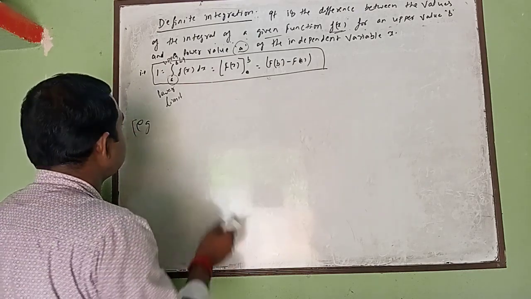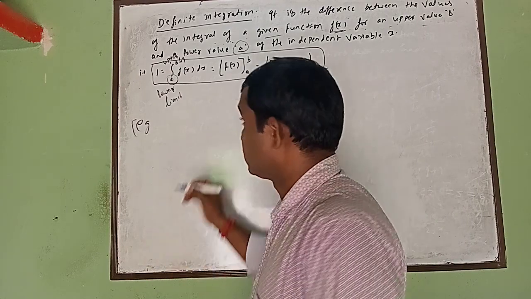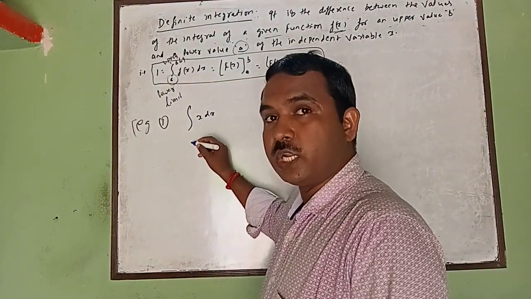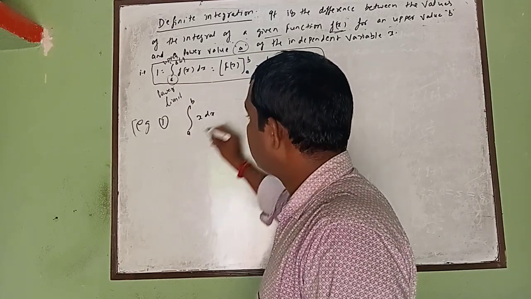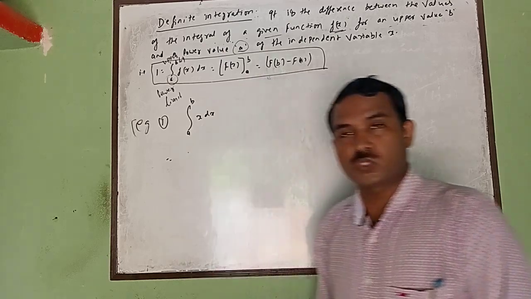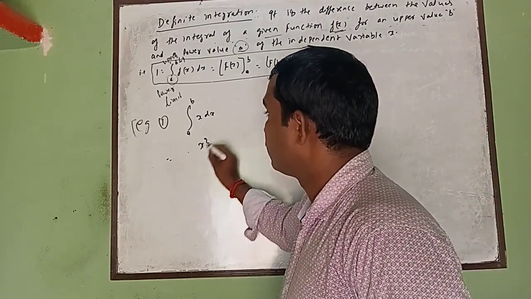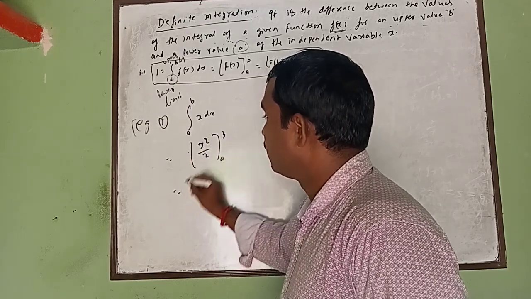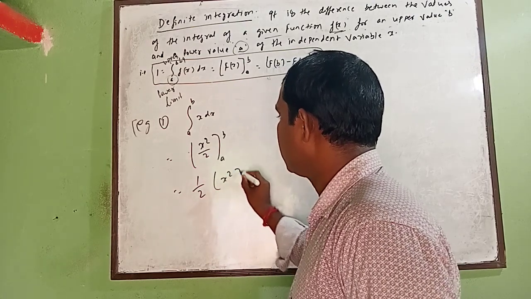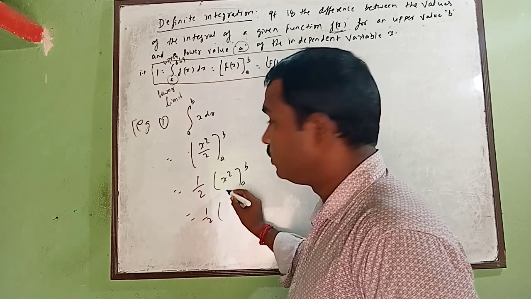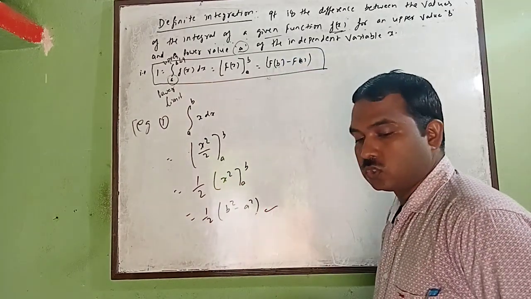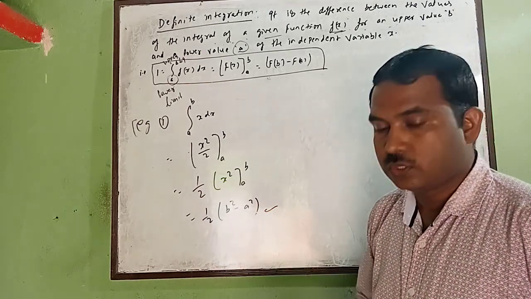Suppose for an example we take the integration of x dx, with limits a to b. You know that the integration of x dx gives x square by 2, in square brackets a to b. You can take half common, so it will be half, then x square from a to b. Here it will be 1/2 times b square minus a square. You can either write it like this or multiply out, it's up to you, both are answers.